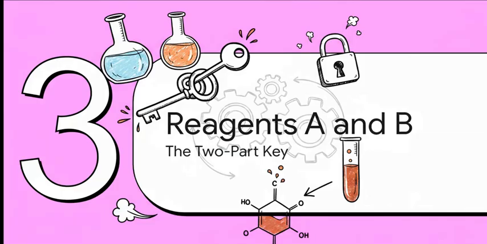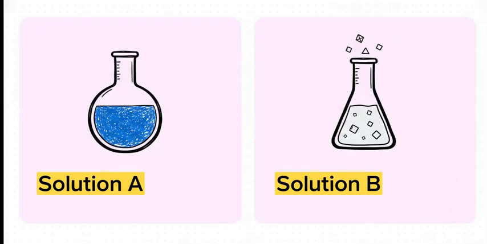All right, part 3, reagents A and B, the two-part key. If you're looking right at the lab bench, you'll immediately notice a really stark difference between the two bottles sitting there. On one side, you've got Fehling's solution A. That's an aqueous solution of copper sulfate, which is exactly what provides those crucial blue copper-2 ions we just talked about. Then, on the other side, you have Fehling's solution B, which is alkaline sodium-potassium tartrate.